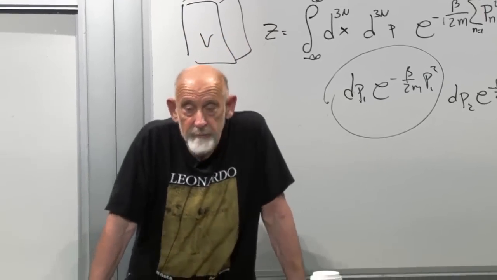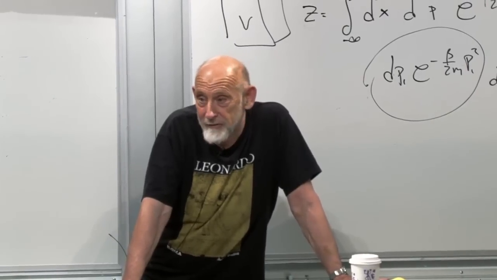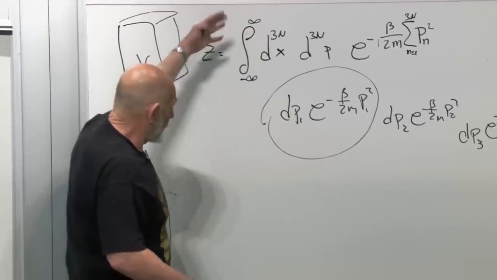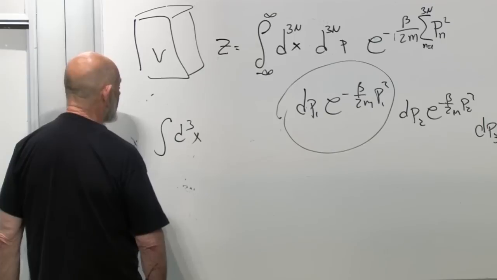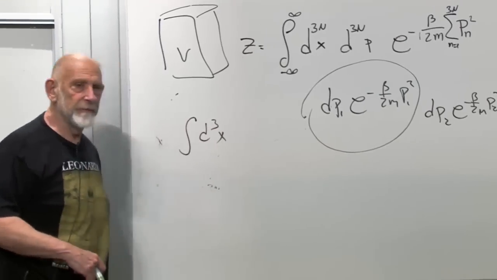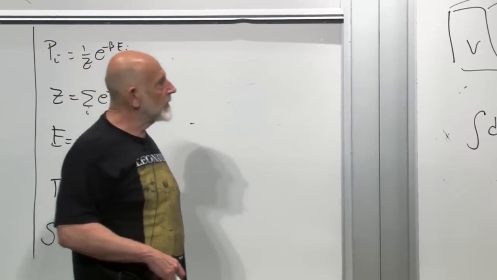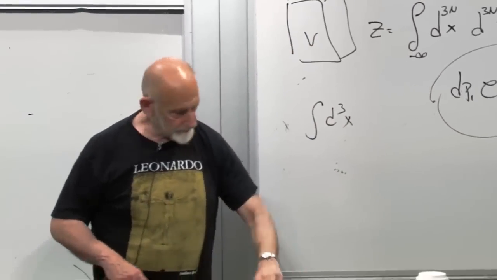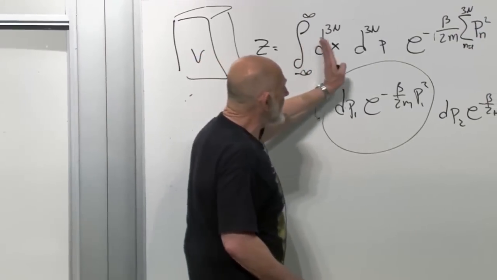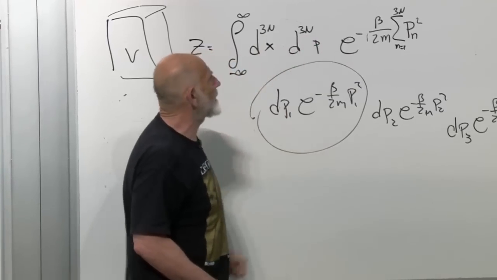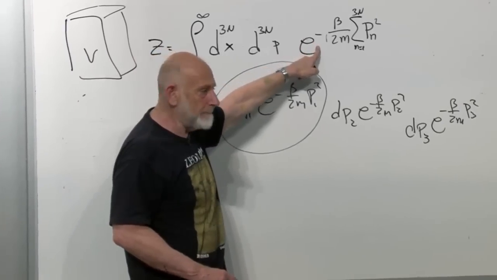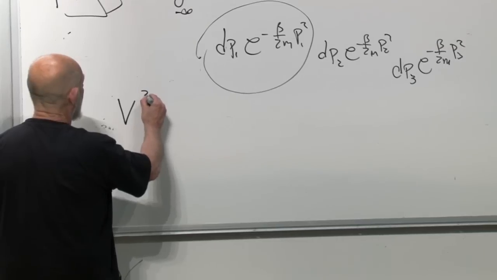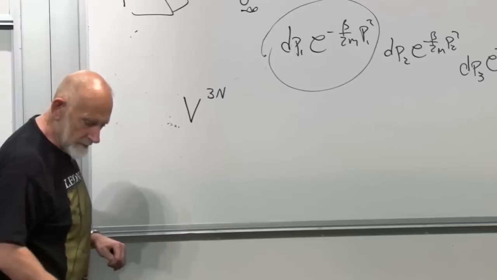What about the x integrations? They have to be inside the box. They're constrained to be inside the box. So let's focus on them first of all. Let's take the first particle. That's just the integral d3x for the first particle, and it's an integral over the box. What's its value? The volume of the box, right? So for each particle separately, the x integral gives the volume of the box. The x integrations and the p integrations factor; they're not connected together. There's nothing in this integrand that depends on x. The integrand only depends on p. So the integral over x is very simple. The integral over x gives a factor of volume to the n.